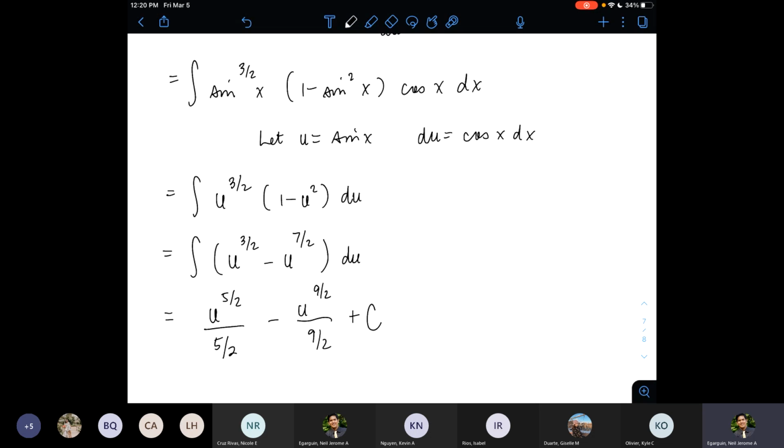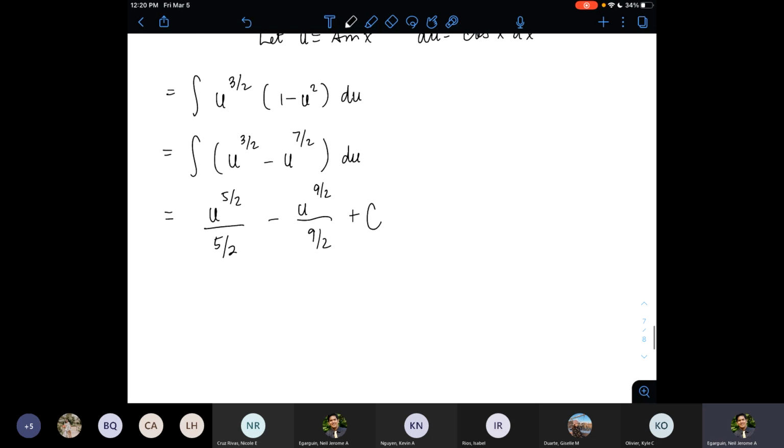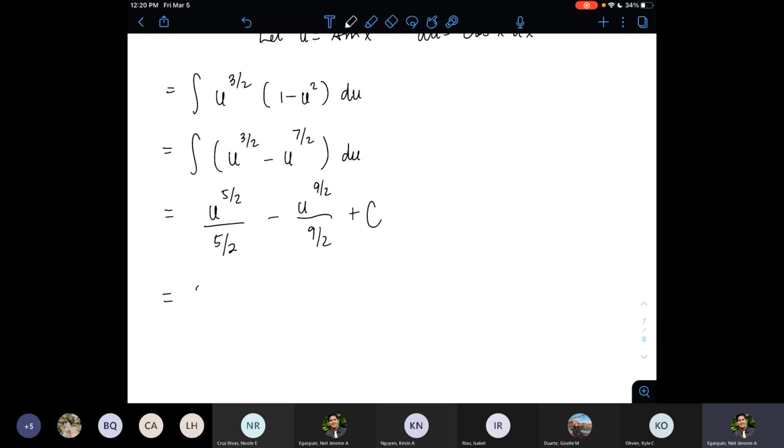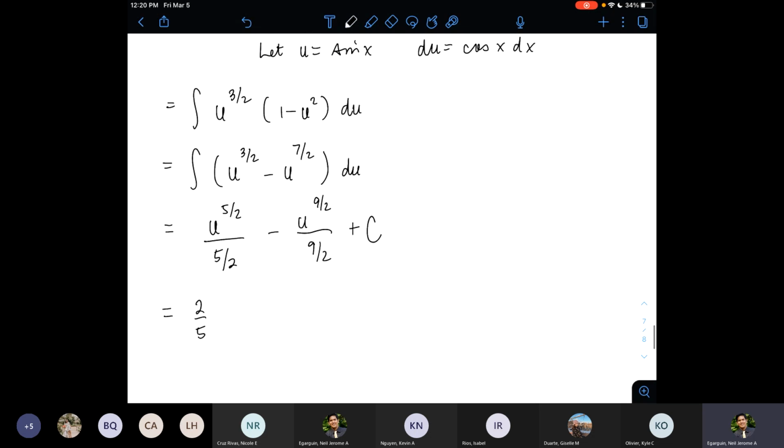Plus the arbitrary constant c. And then we revert to the original variable. So we have 2/5. What was u? u is sine. Sine to the 5/2 of x minus 2/9 sine to the 9/2 of x plus c. And that's our integral.